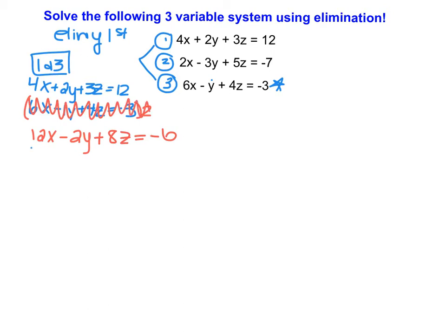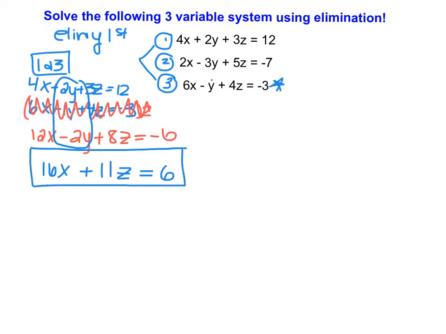Now that I have these set up to eliminate, I'm going to add straight down. So 4x plus 12x is 16x. The y's here, because they're opposite signs, cancel out. And my z's add together to be 11z is equal to 6. So notice I've created a new equation with two variables. So I've eliminated y out of the problem.